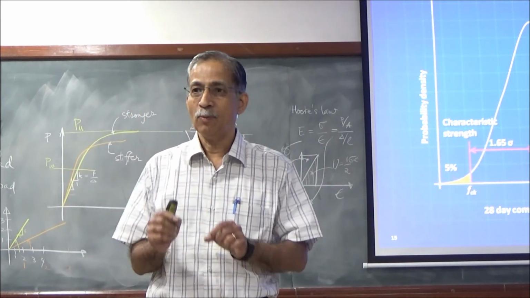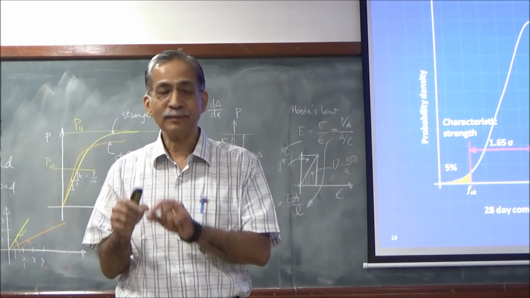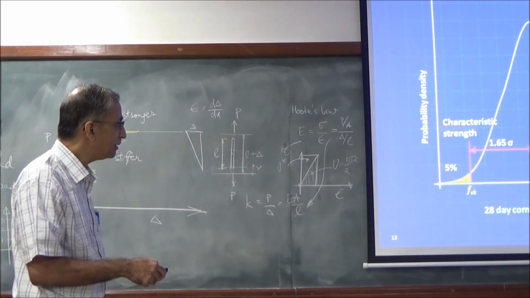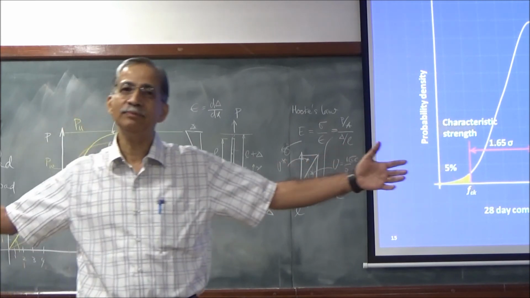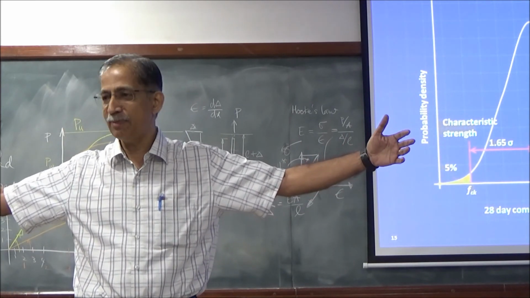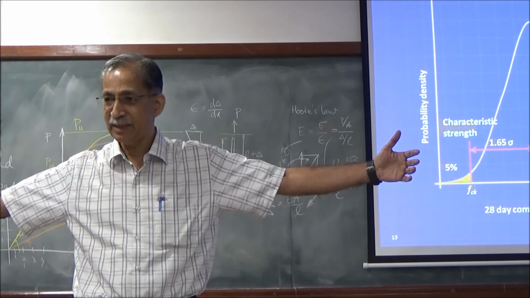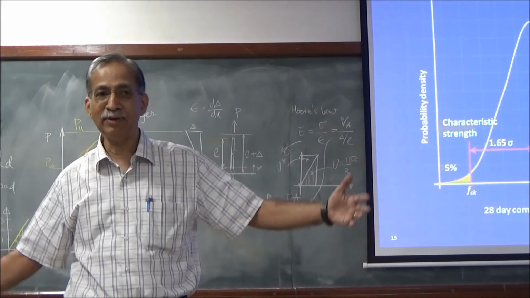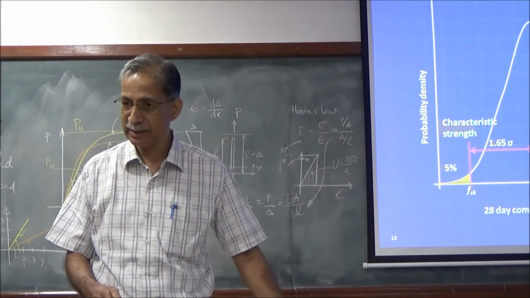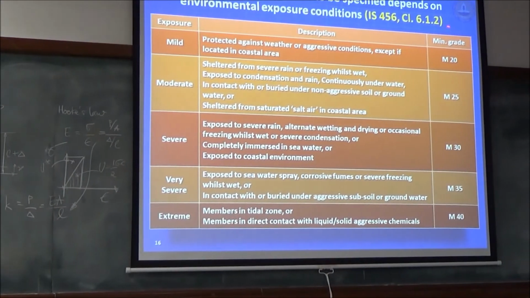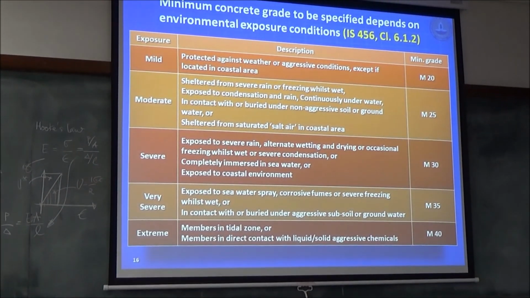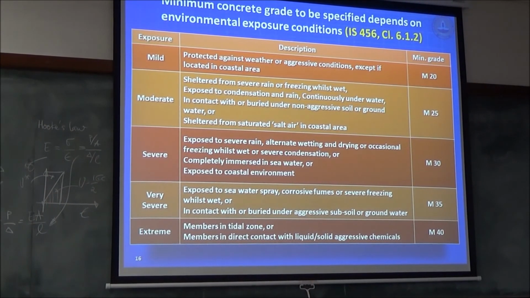So, once you have a mean strength, you also know that this cannot stretch beyond plus or minus 3 sigma. You will cover 99.7% of the sum. That's how you have some idea of the lowest value and the highest value. Okay? Now, how do you decide the grade of concrete? Well, the code says it depends on exposure condition.